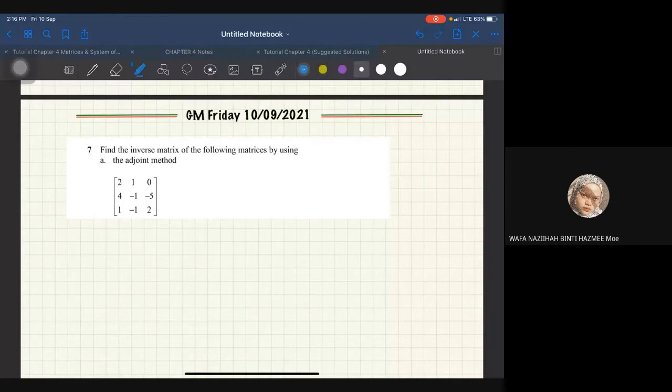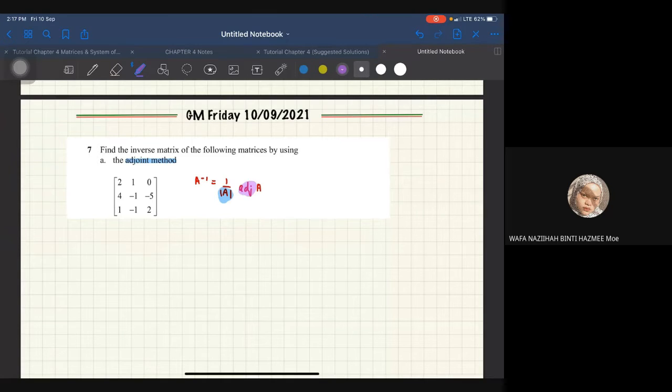Okay, so awak kena tahu adjoint method yang mana. So tadi awak dah cakap adjoint method is kita kena cari determinant. Okay, so formula dia is A inverse equals to 1 over determinant of A times adjoint of A. Okay, so bila awak tengok dekat sini, ada dua benda yang kita kena cari. So the first one is this one over here, the determinant. Okay, the second one is kita kena cari adjoint matrix kita untuk A. Okay, so first kita akan cari determinant dulu.